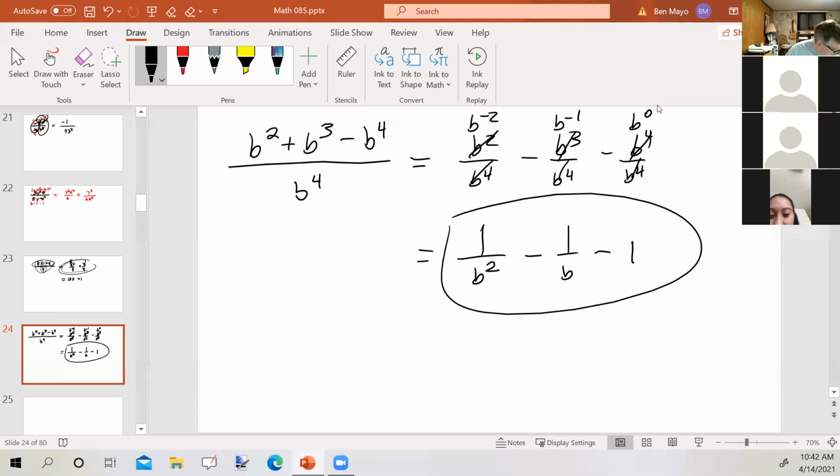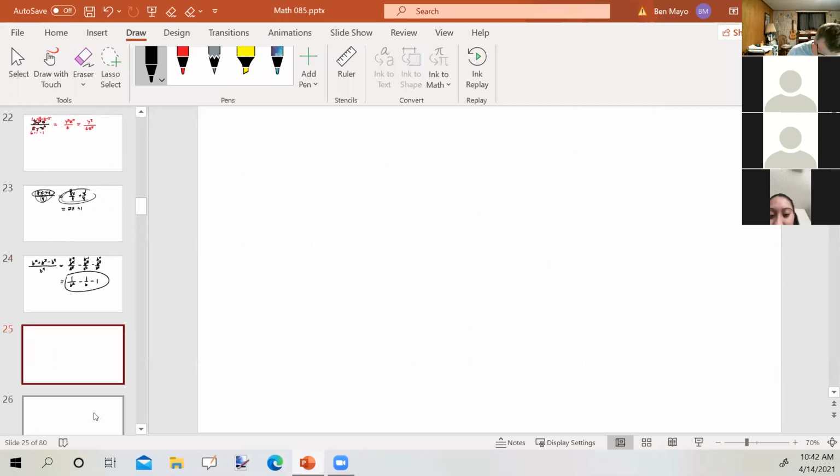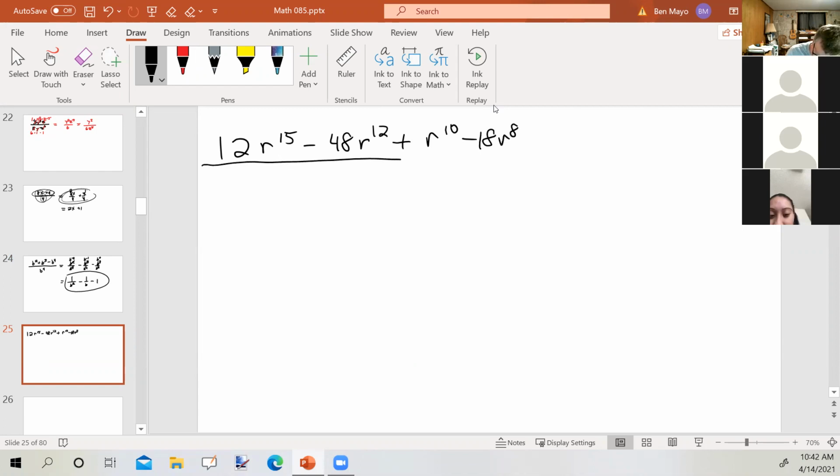Alrighty, let's do this problem. 12r to the 15th power minus 48r to the 12th power plus r to the 10th power minus 18r to the 8th power, that whole thing divided by 6r to the 10th power. So again, I've got a polynomial divided by a monomial. I'm going to take each term in the numerator and divide it by the denominator. Notice I brought the sign down.